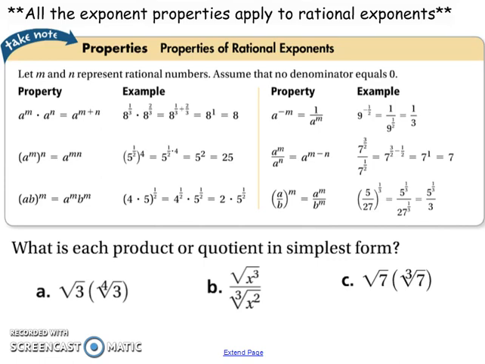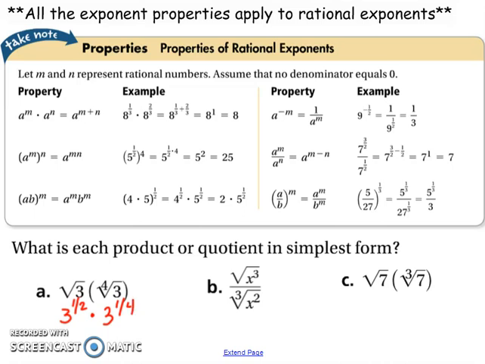So let's look at this first example. We want to find the product of radical 3 times the 4th root of 3. So we can't multiply them because the indexes are not the same. But what we can do is rewrite them. So instead of the square root of 3, we can write that as 3 to the 1/2. Instead of the 4th root of 3, we can write that as 3 to the 1/4.